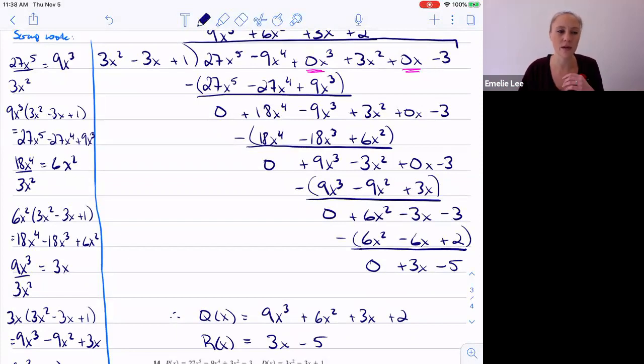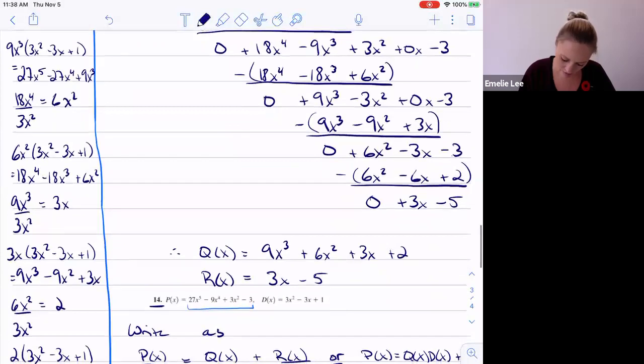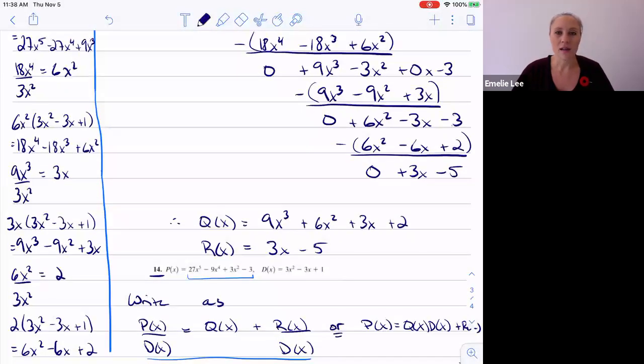Any questions about that before we keep going to the last section in chapter 3, 3.6?